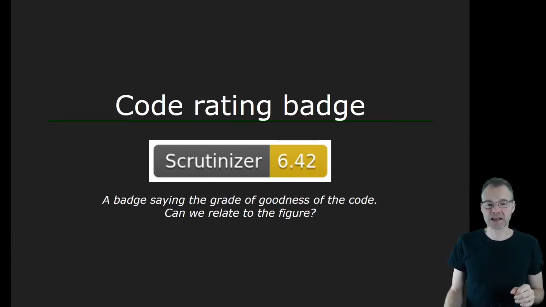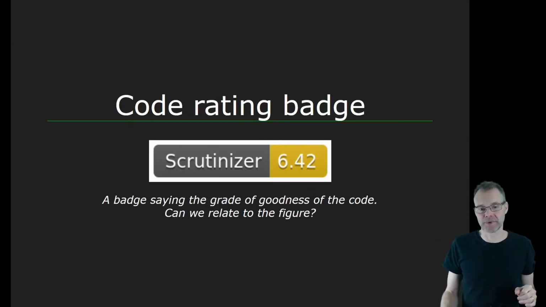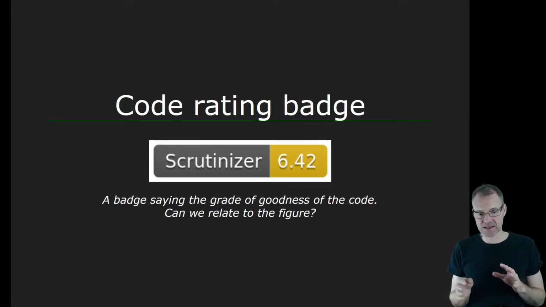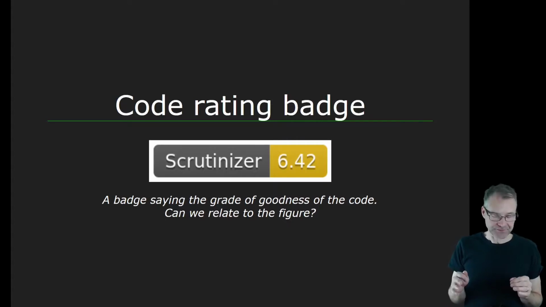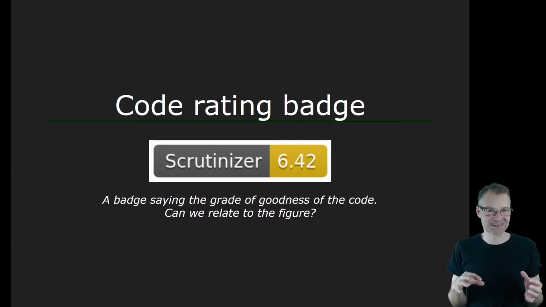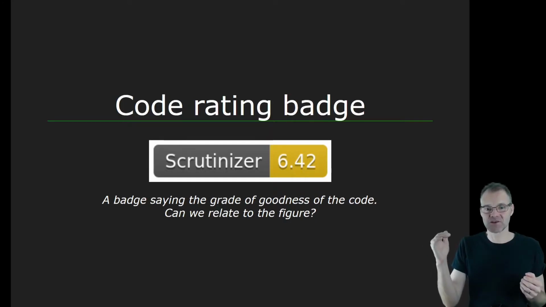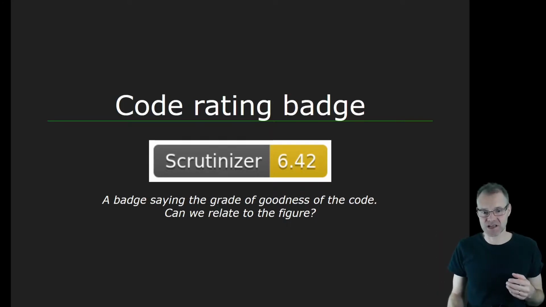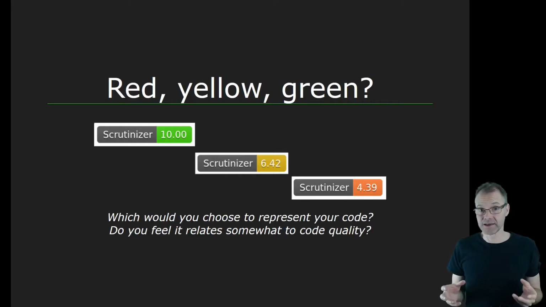Another badge would be a code rating badge. This says that the code can be rated between 0 and 10. Here we have a yellow one saying 6.4. So it's not good, it's average. Maybe it's okay, I can't really relate, but it's not 10. So I know that this code has some issues in it. When I put it up like this, I find it easier to relate.